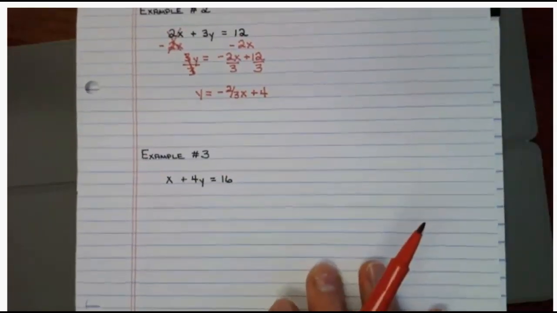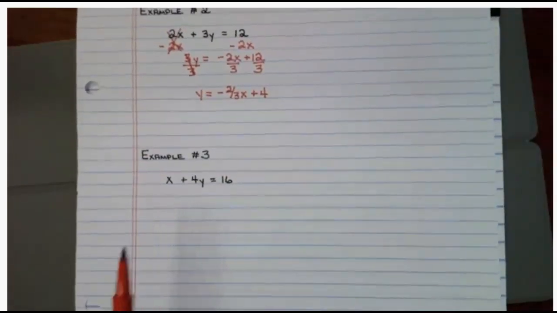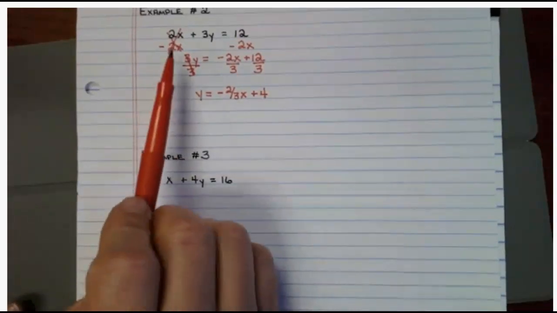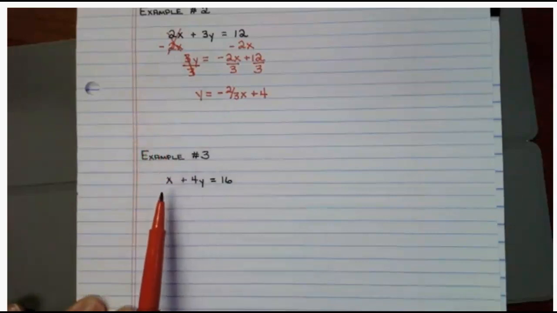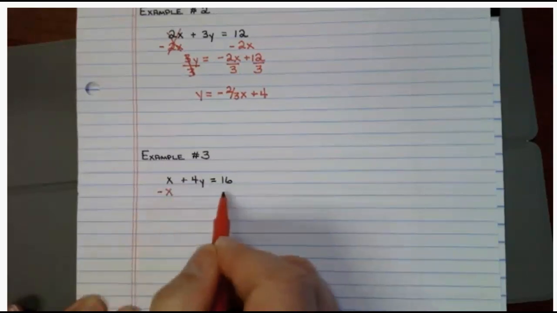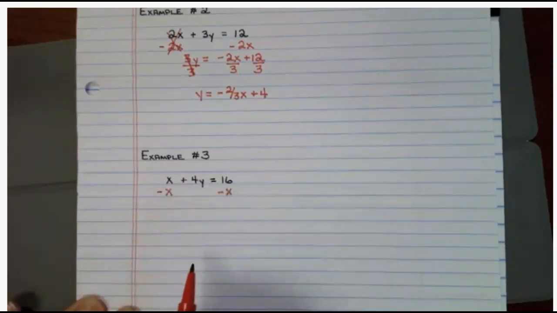Example number 3. Sometimes example number 3 can give students problems, and here's where it gives students problems. Right here at the very beginning, everything's going to be the same. I need to get this y by itself, so I need to get rid of this x. So I'm going to take away x.